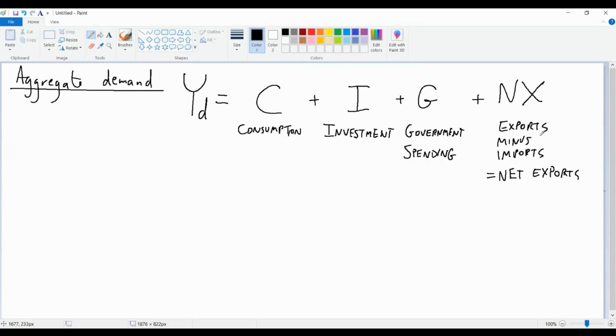And why do we do this? We do this because, to some extent, the determinants of these different components of aggregate demand might be different. So to understand how aggregate demand behaves overall, it may be useful to look at each of these separately. Or at least have in mind that anything that affects any of these four things, in turn, will affect aggregate demand.